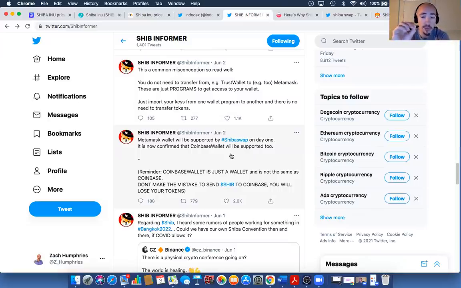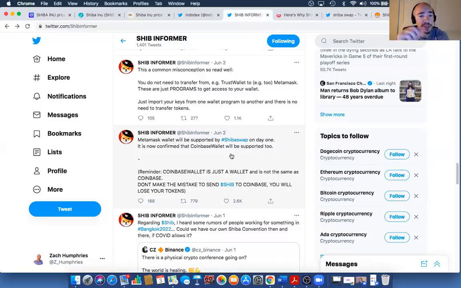It is now confirmed that Coinbase wallet will also be supported. Coinbase wallet, though, is not the same as Coinbase. Don't let this mistake fool you, because you'll be sending your SHIB to Coinbase and you're going to lose all your tokens.